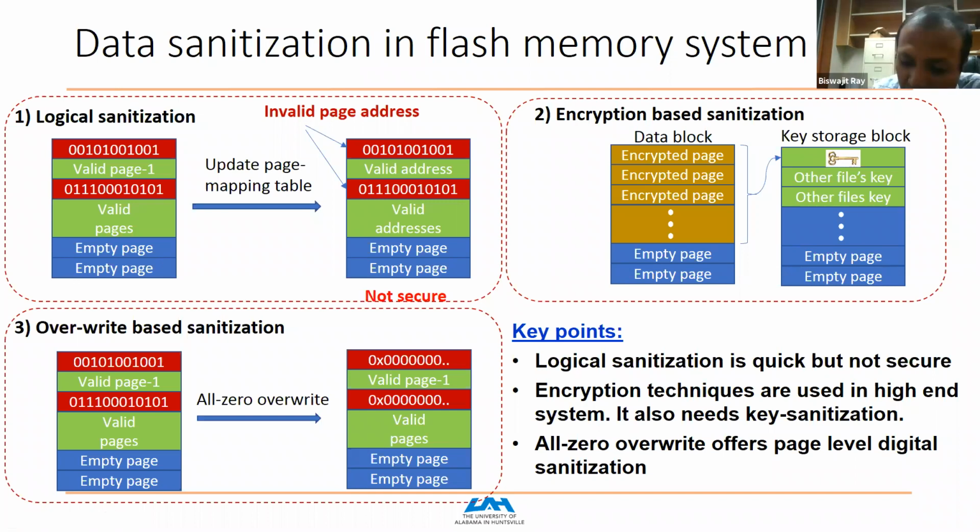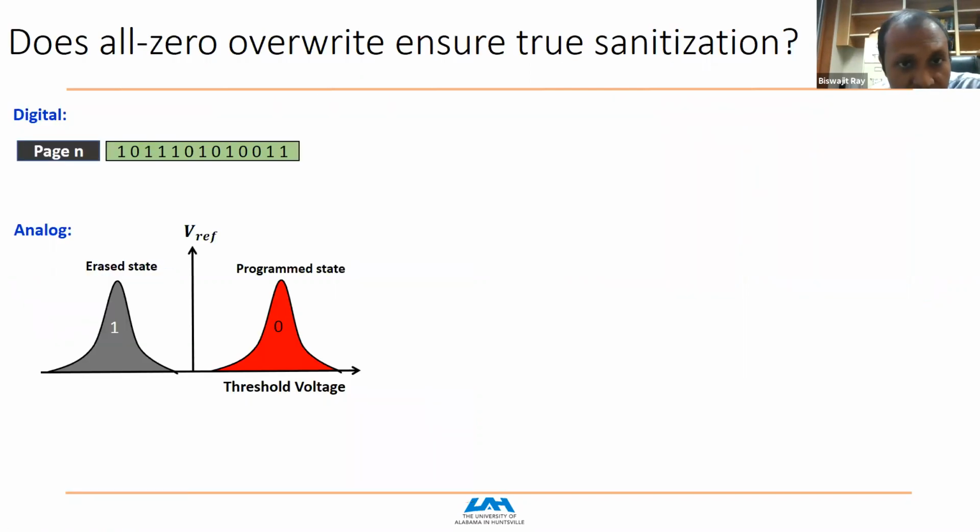So this is the most secure, state-of-the-art sanitization method. But our research questioned that this is also not secure. This overwrite-based data sanitization is not secure. One can get the data back even if you make everything zero. Some smart hacker can get the data back. This is why we published one paper in USENIX Security.